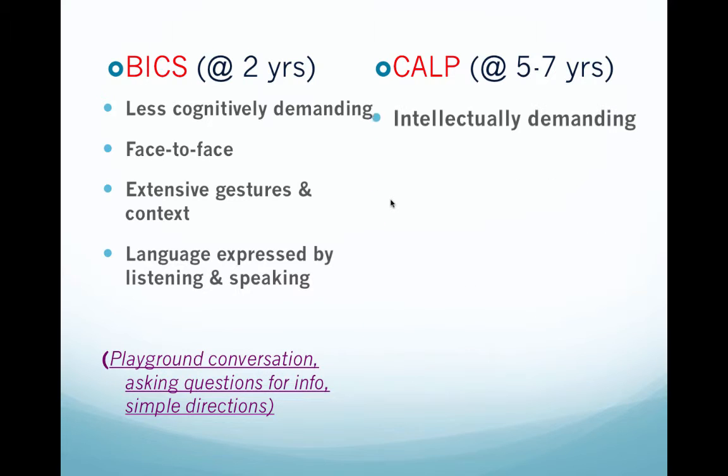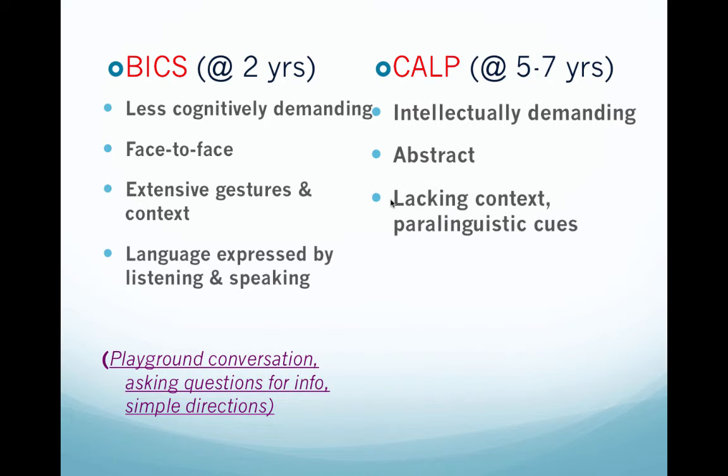CALP is more difficult. It's intellectually demanding kind of language. It's very abstract. Those concepts that might be related to our book, definitely abstract. All the vocabulary we've had to learn, it's difficult. It's lacking context, and it's lacking paralinguistic cues. Paralinguistic, things that we communicate without the words themselves. When we give a frown or when we laugh, there's some paralinguistic cues, but when we have CALP language, it's often missing.